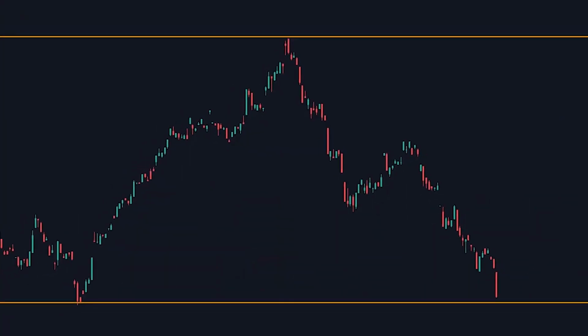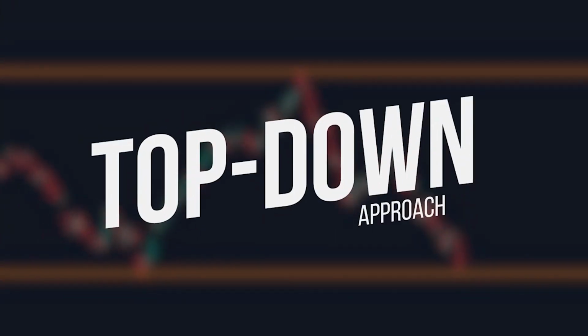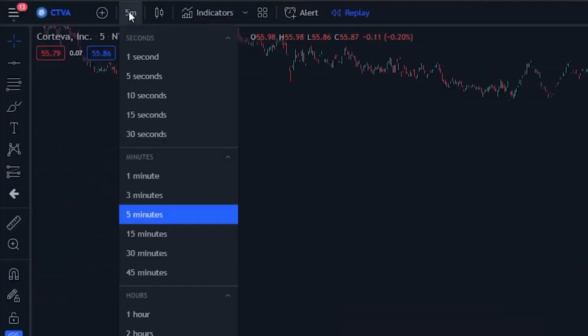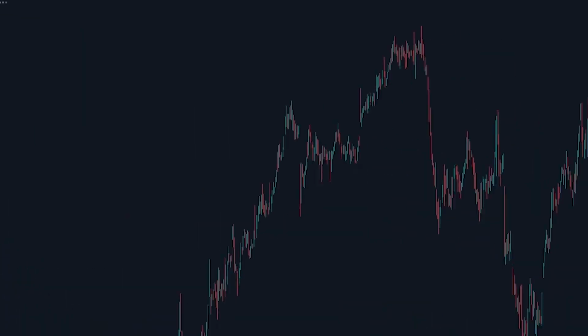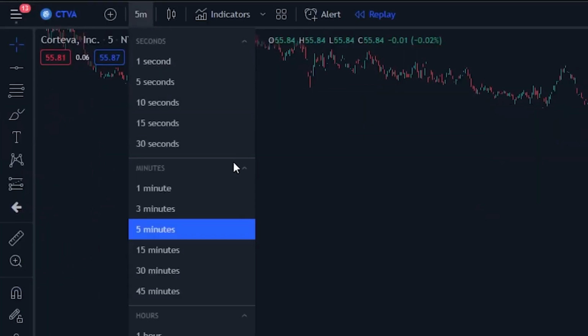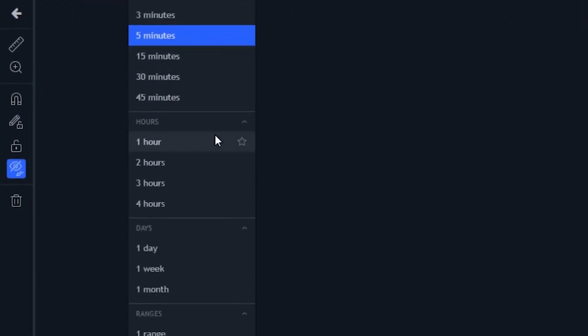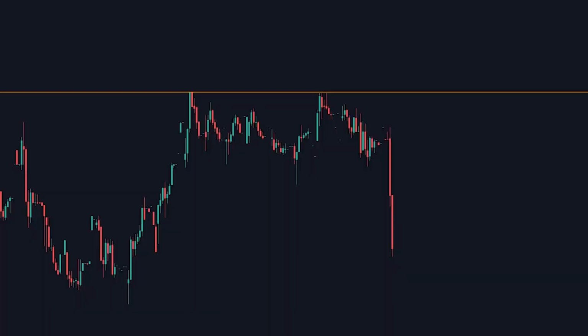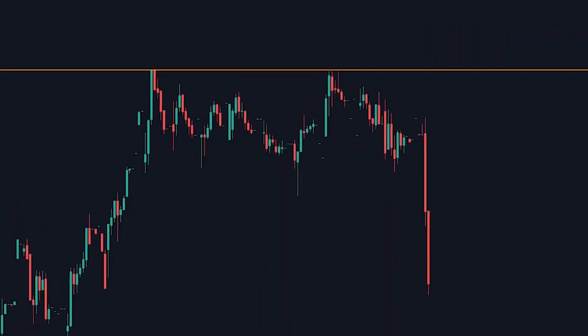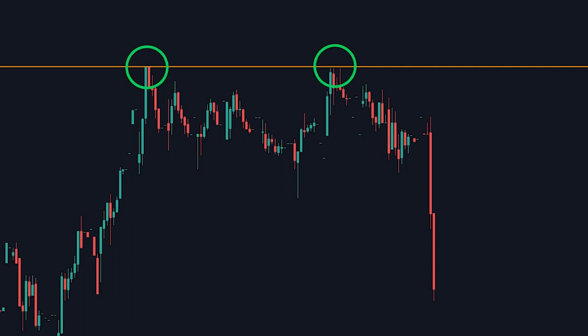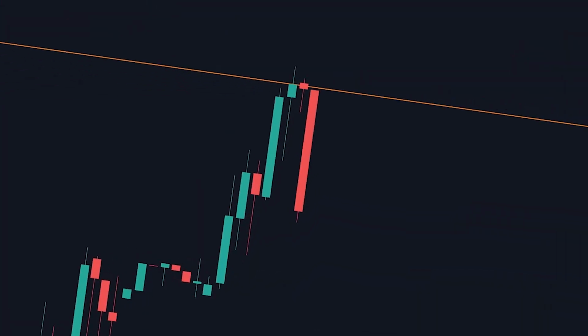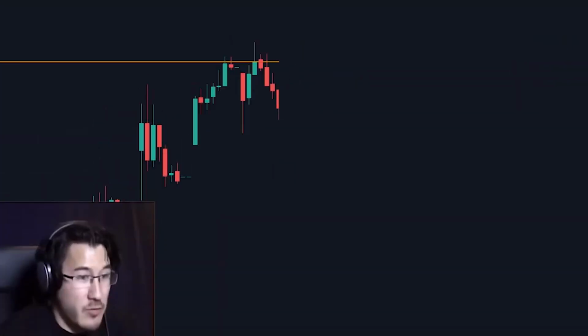First things first, you want to do what I call the top-down approach. This is where you go in a higher time frame than what you would normally trade on and draw your support and resistance there. So, for example, if you're day trading on 1 minute or 5 minutes, you should be going on the 1 hour time frame to draw your levels. There are a lot of reasons for this. One being support and resistances on higher time frames are more accurate and price respects them a lot more, so you won't get as many false breakouts.